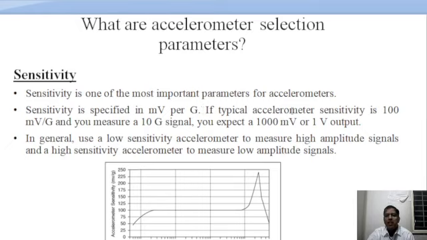So if a typical accelerometer sensitivity is 100 millivolt per G, that means for every 9.81 meter per second square, it gives an output of 100 millivolts. That is the meaning of sensitivity. The higher the millivolt value, the higher the sensitivity. So in general, use a low sensitivity accelerometer to measure high amplitude signals, and high sensitivity accelerometers to measure low amplitude signals.